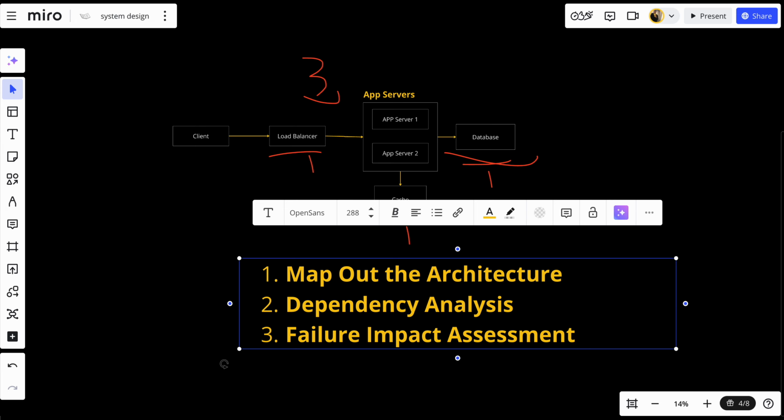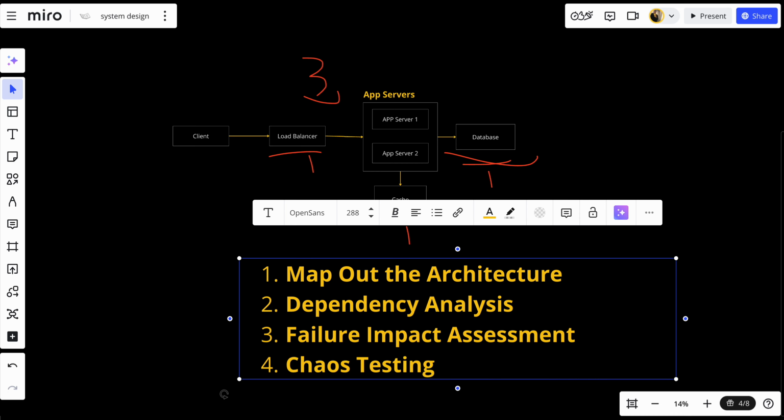And lastly, which is a really important thing in my opinion, is chaos testing. Chaos testing, also known as chaos engineering, involves intentionally introducing failures to your systems to understand their resilience. Tools like Chaos Monkey can help you identify components that would have a significant impact if they fail.